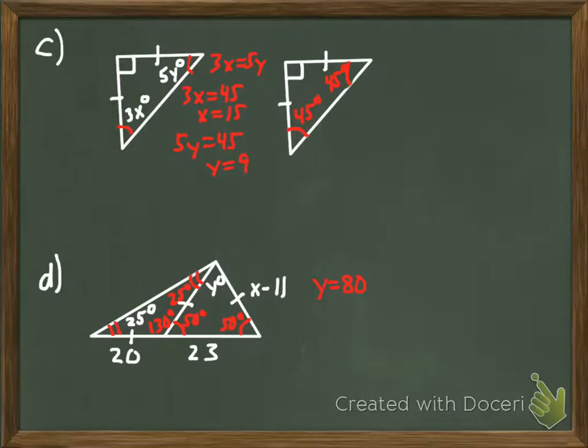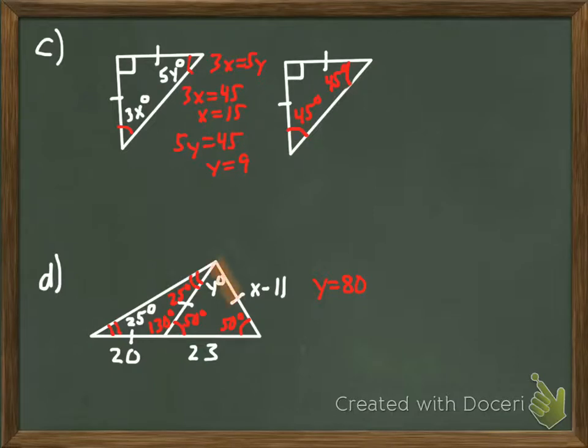We still have to work with x. Well, we're going to use a little transitive property here to figure out what x is. There are 2 segments that we know the length of. You can tell that this one's 20 units long, this one's 23 units long. But we need to be able to find which one relates to this x minus 11 unit long side.